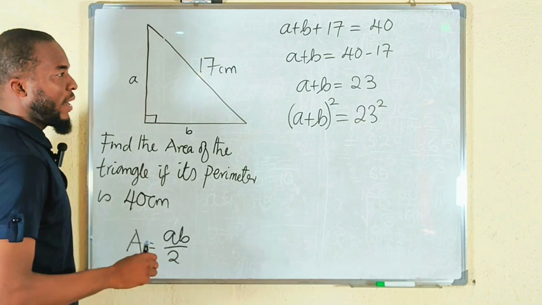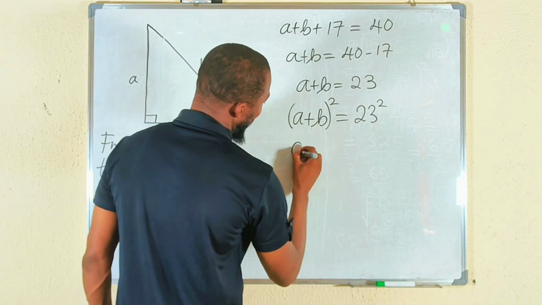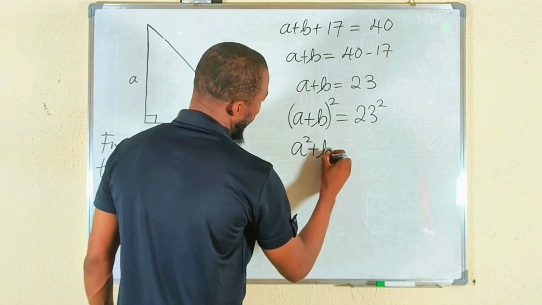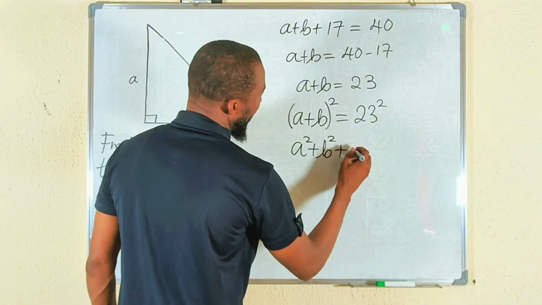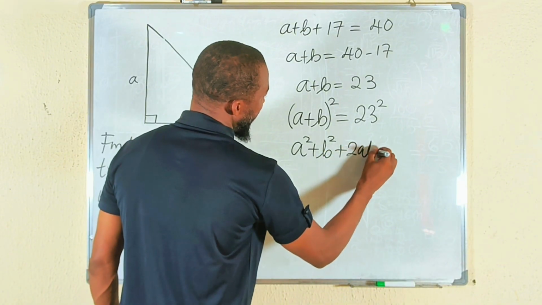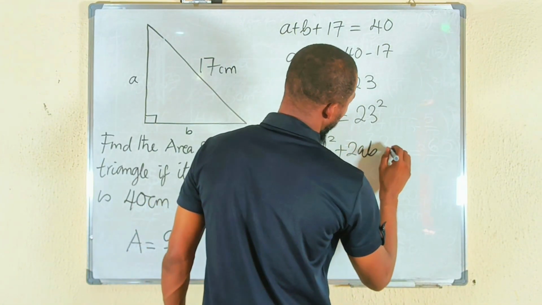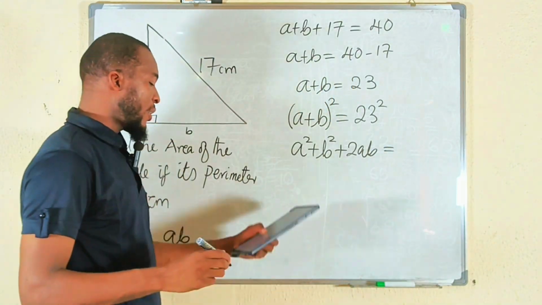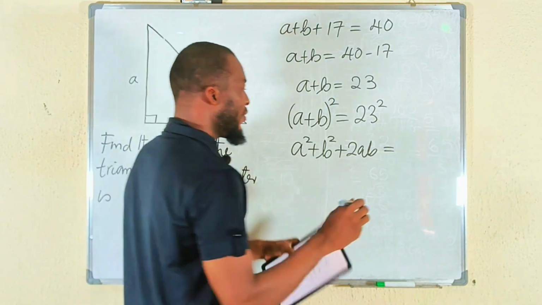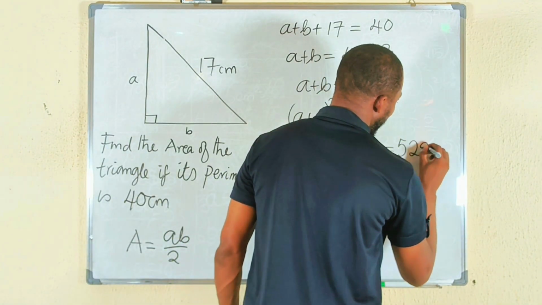23 squared. The binomial expansion of this will be A squared plus B squared plus 2AB equals 23 squared, which is 529.